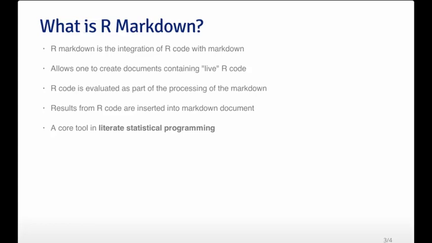R Markdown is basically the coupling of R code in a Markdown document. So the idea is that if you want to embed R code in a document that's written in Markdown, you use R Markdown. It's going to look a lot like a standard Markdown document, but there's going to be R code sprinkled in what are called code chunks. And the code chunks will be denoted by special formatting tags, which I'll show you in a minute. So when you integrate R code with Markdown, that's an R Markdown document. Typically it has the RMD extension.